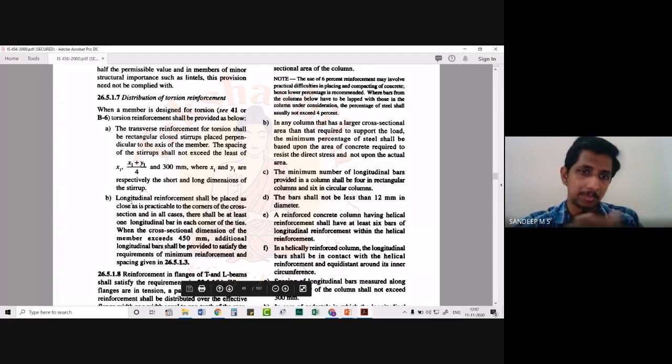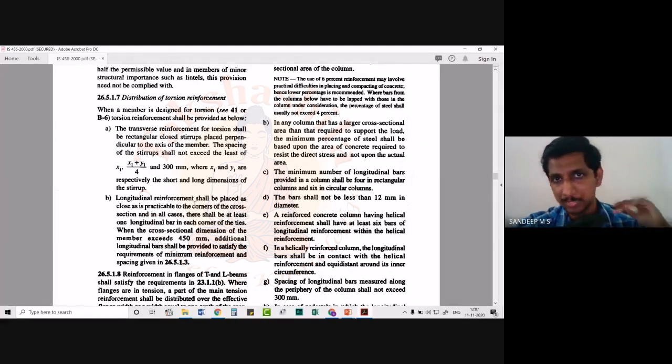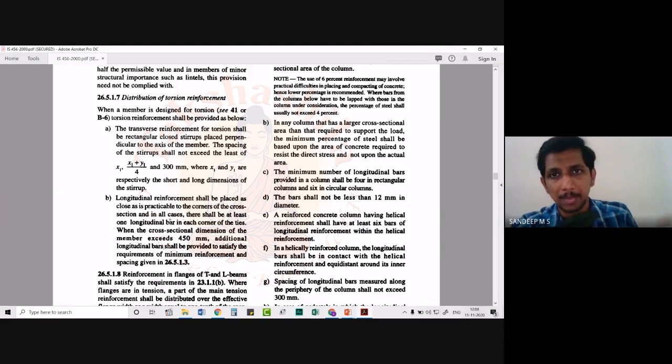And we have one more clause here. Let's firstly go through that. This was regarding your transverse reinforcement. And what about longitudinal reinforcement? Longitudinal reinforcement, that is our main reinforcement which we have designed for flexure. Longitudinal reinforcement shall be placed as close as is practicable to the corner of the cross section in all the cases. So it is pretty straightforward. We have to keep the reinforcement towards the end. That means the cover should be as minimum as possible.